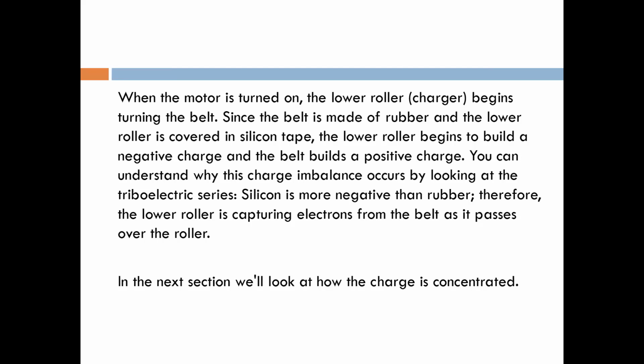You can understand why this charge imbalance occurs by looking at the triboelectric series. Silicon is more negative than rubber, as I have told you. Therefore, the lower roller is capturing electrons from the belt as it passes over the roller. Why? Because the roller is made up of silicon tape, while the belt is made of rubber.